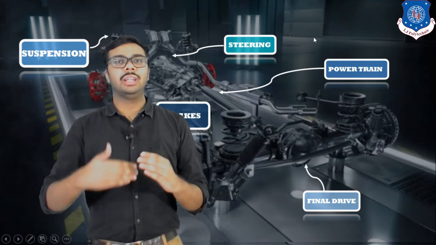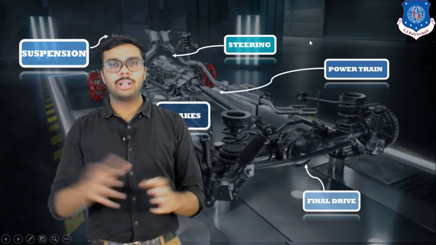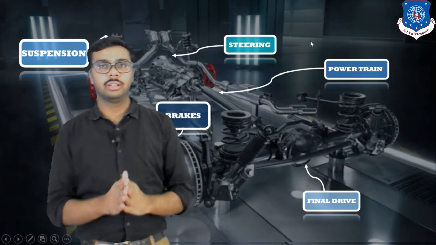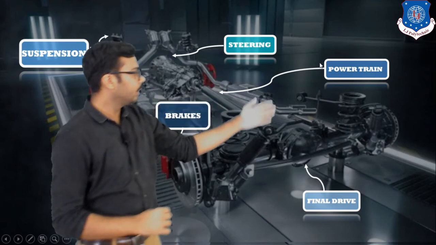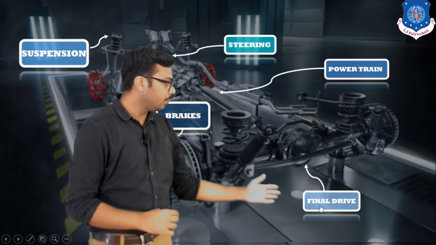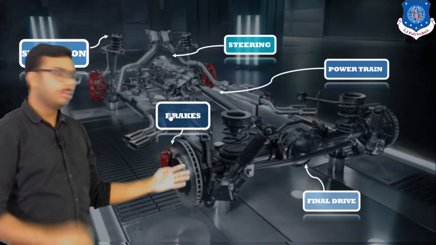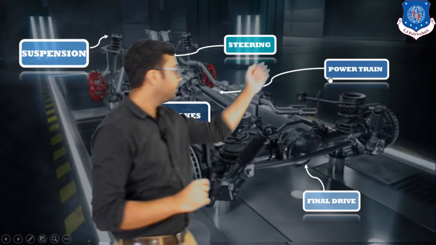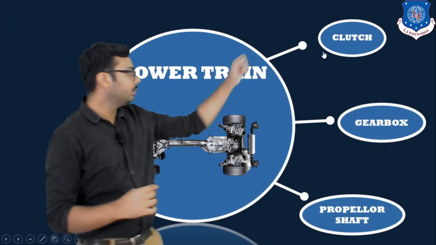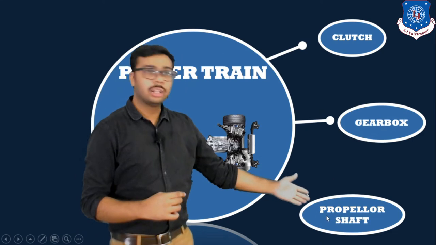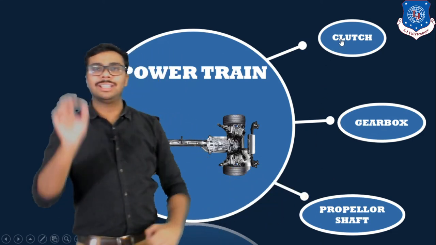Each and every aspect or system used in a vehicle or a transmission system, we will learn it. So let us say you want to study the steering system, the powertrain, final drive, suspension, and obviously brakes. First, let us see the powertrain. In powertrains, there are subsystems like clutch, gearbox, final drive, propeller shaft and universal joints. We will try to learn each and every aspect.